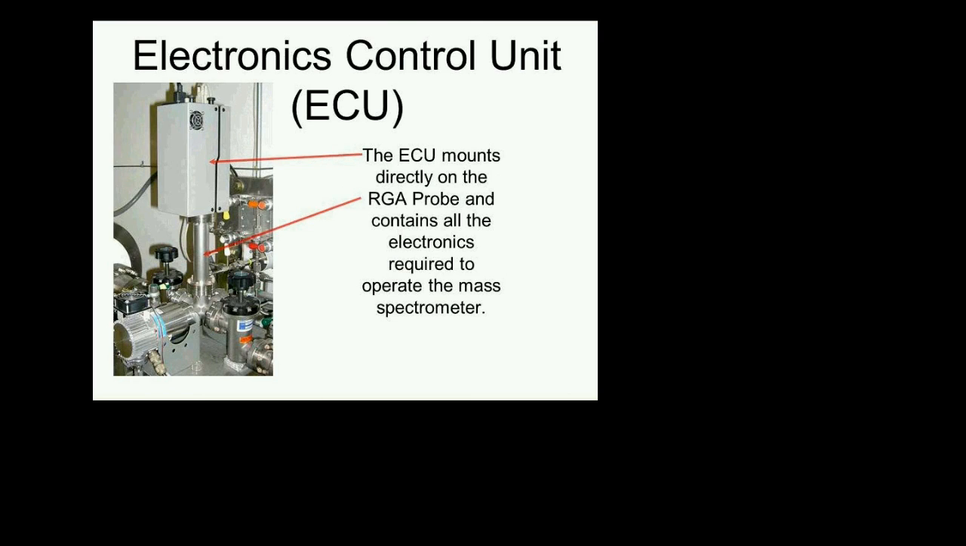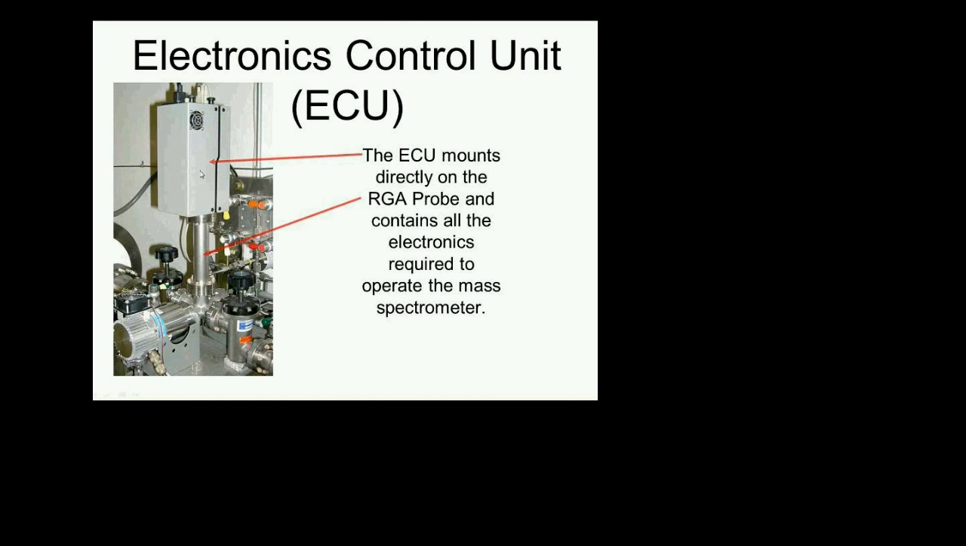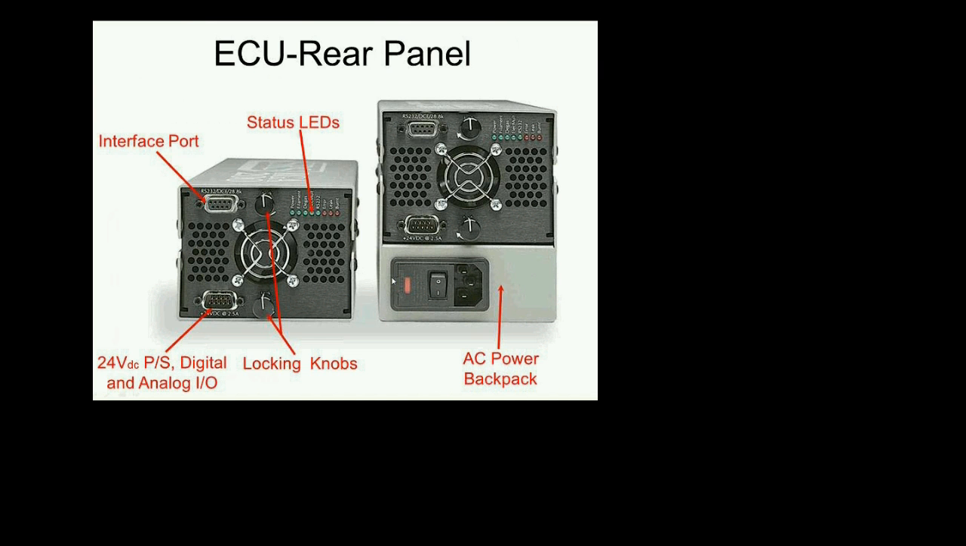I'm not going to talk much about the electronics control unit. It typically mounts directly on the probe unless you have a separate wire. Most of them operate with a 24-volt DC connection, though some of them, like this one, have a little backpack that allows you to connect directly to the wall. And the main thing that I'm going to tell you is, when you buy an RGA and you look at the back, you typically have the power connector, where you power the device.